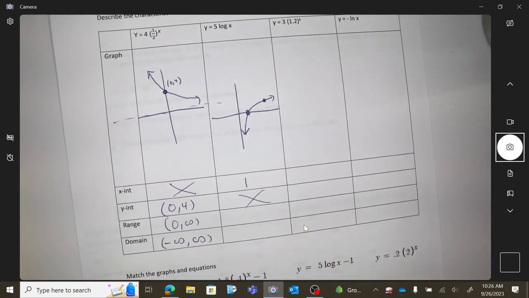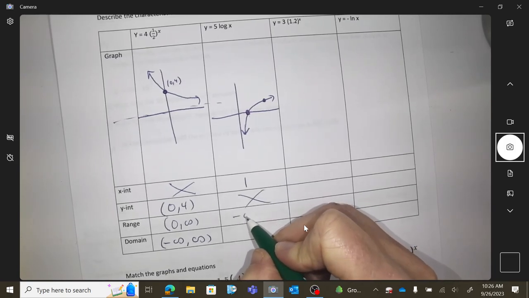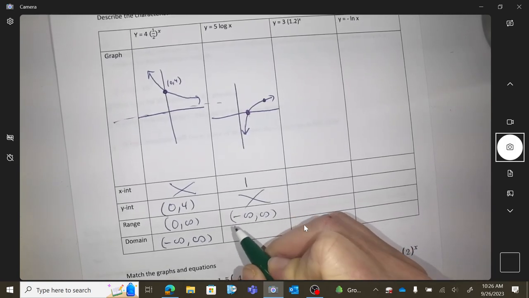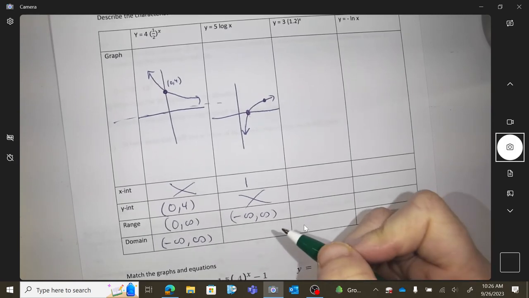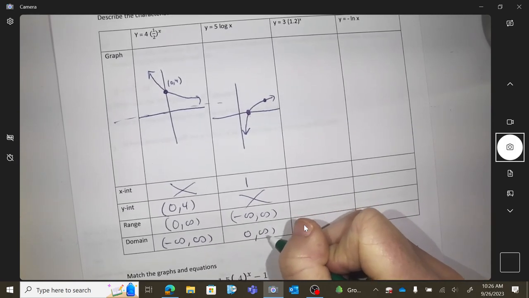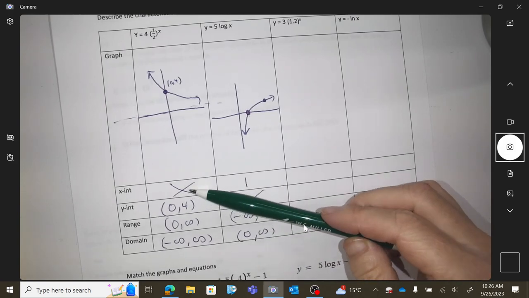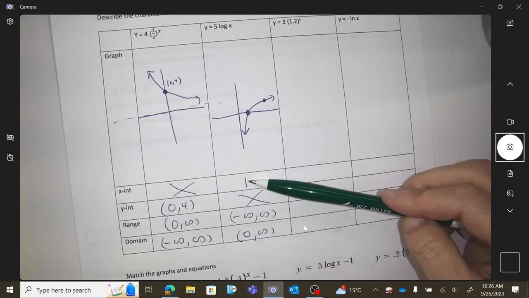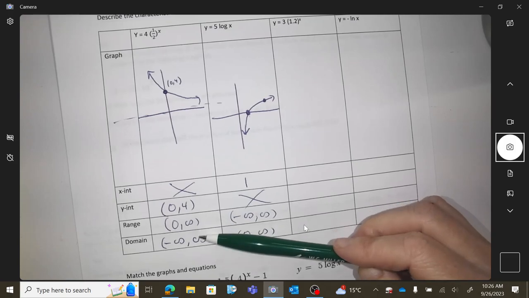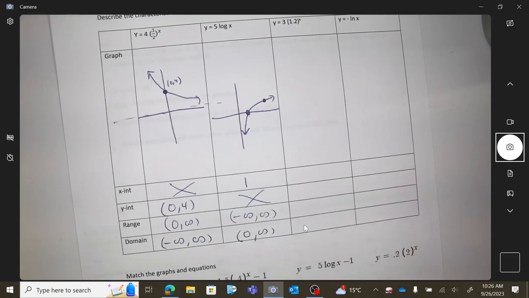Y-intercept, there's none. Range, down to up, domain. Okay, so you can see how everything was flip-flopping. There was nothing and a number. So on this one, there was a number and nothing. This flip-flopped because it was exponential to log, so they're interchanging.